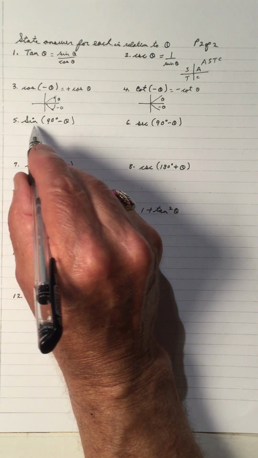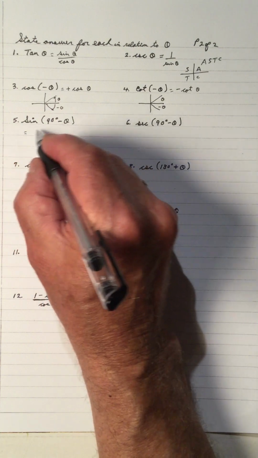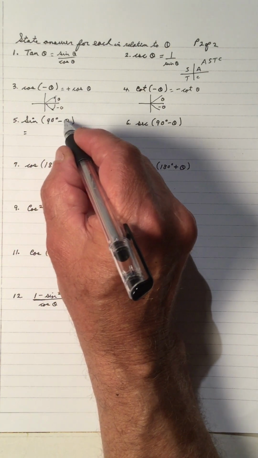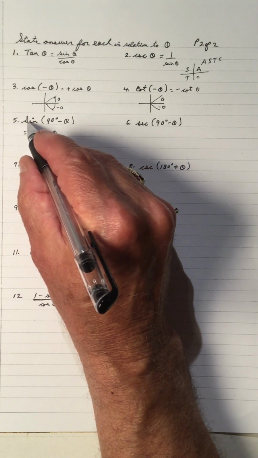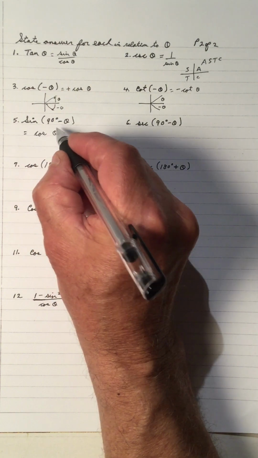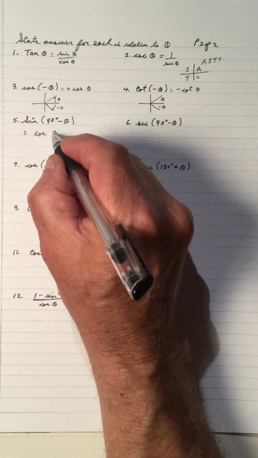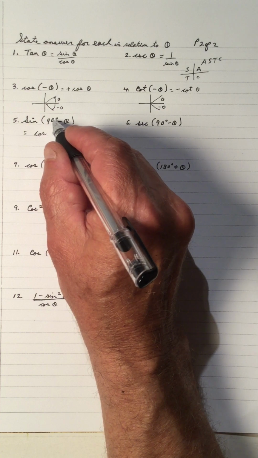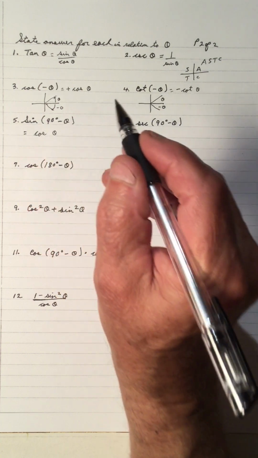Now let's look at number 5. Sine of 90 minus theta. So how is that related? These are cofunctions. So here's theta. Does sine stay the same or change? It changes. So the sine of 90 minus theta is the cos of theta. When you go through 90 degrees, it will change. The sine will change to a cos.